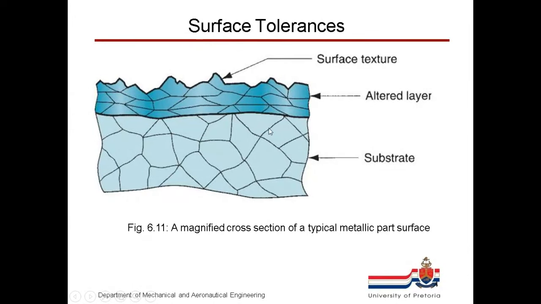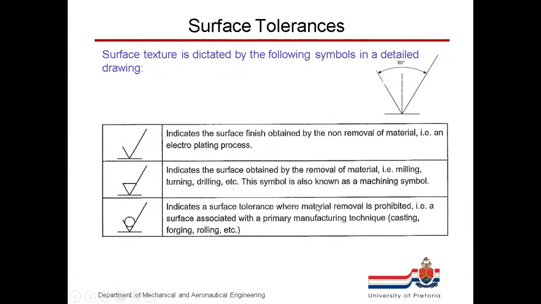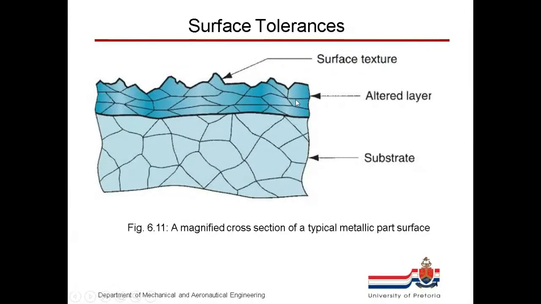At the surface of a material, you might have an altered layer. Remember in the previous slide, we said like an electroplating process, or it could be a chemical process on the surface. So you could have an altered layer, and this is now super zoomed in. And there you can see the roughness of the surface. And substrate is basically just the bulk of the material underneath the surface.